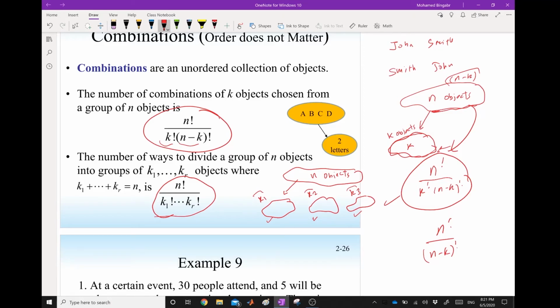And that's the same thing. This is really just a special case of this one. In this one, I'm dividing the population n into two subpopulations: one has k, one has n minus k. You can think of it this way. This one, I'm actually dividing it into r subpopulations, not just 2.